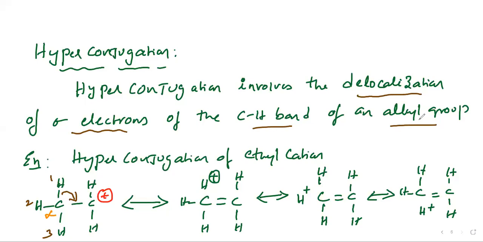Hyperconjugation of ethyl cation, you can see, students. The first CH bond is going to donate, and you are going to get a new carbon-carbon double bond. In the next structure, the second CH bond is going to get shifted, and you get a new carbon-carbon double bond, and the H gets the positive charge. Then in the third hyperconjugated structure, the third CH bond is going to get shifted, and you get a new carbon-carbon double bond and H+. Understood? So this is about hyperconjugation.